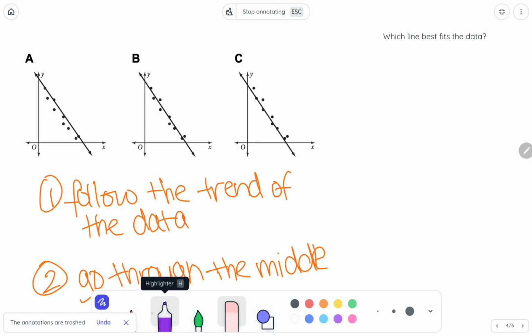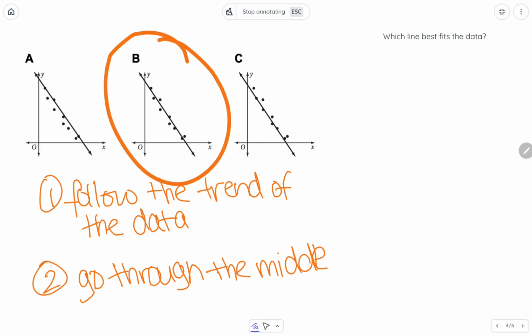So hopefully you were able to see that. So B is going more through the middle. For A, you have more points under your line of best fit than you do above it. And for C, you have more points above the line of best fit than you do below it. So you really want one that is going through the middle. So for B, below it, you have 1, 2, 3, 4, 5, and above it, you have 1, 2, 3, 4. So about through the middle, okay? About 50% on each side.